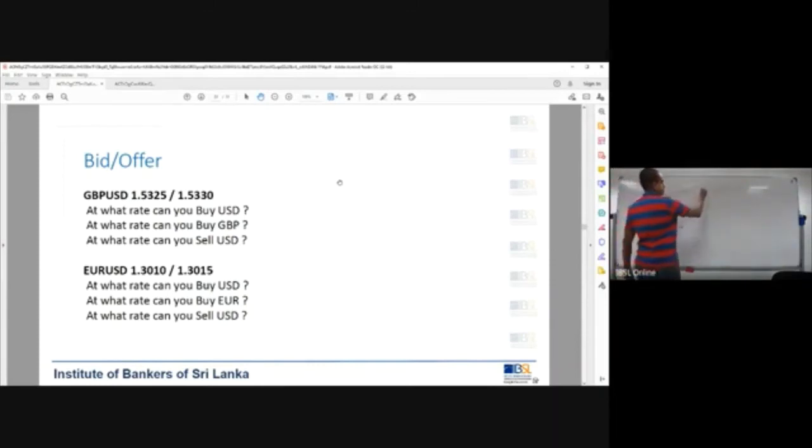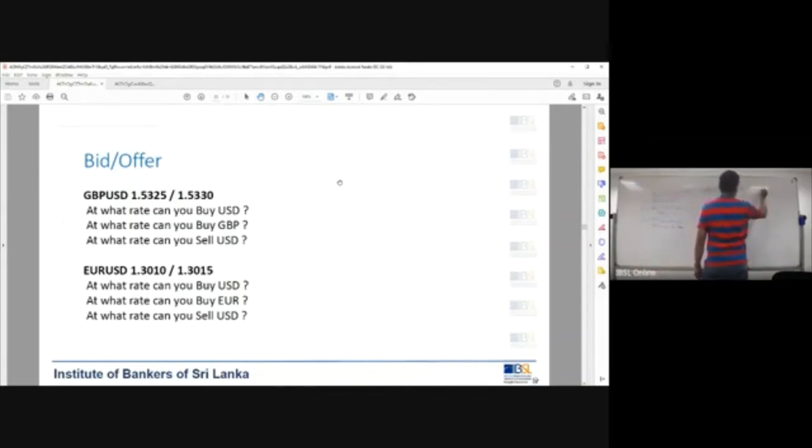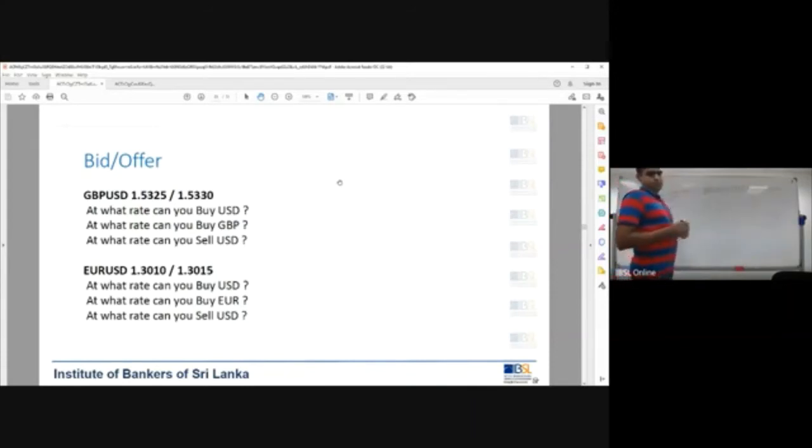Sterling dollar, 153.25. If you are writing in terms of pips, I can say this, 153.25. The first step, identify the base currency. Base is sterling. First currency is sterling, so that is the base. First question, at what rate can you buy dollars? Buy dollars means the base you need to sell. You can sell the base at the bid, which is 153.25.